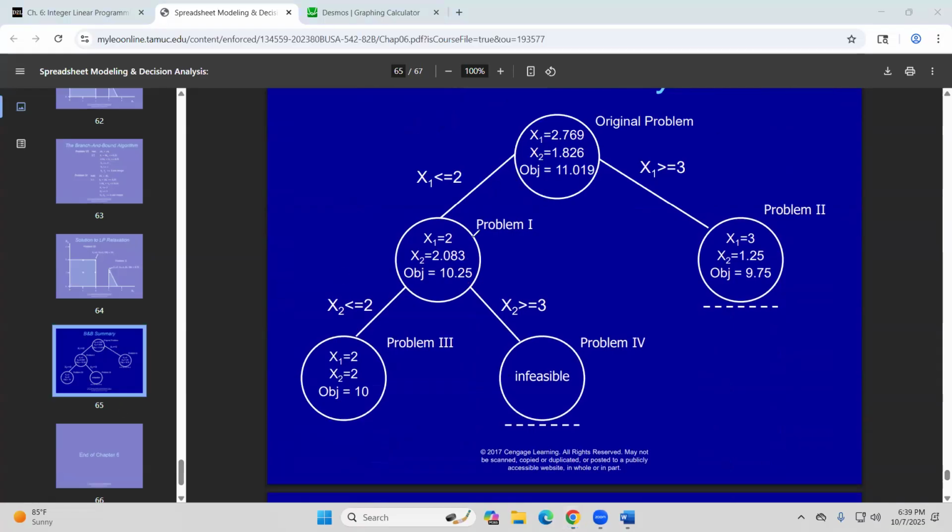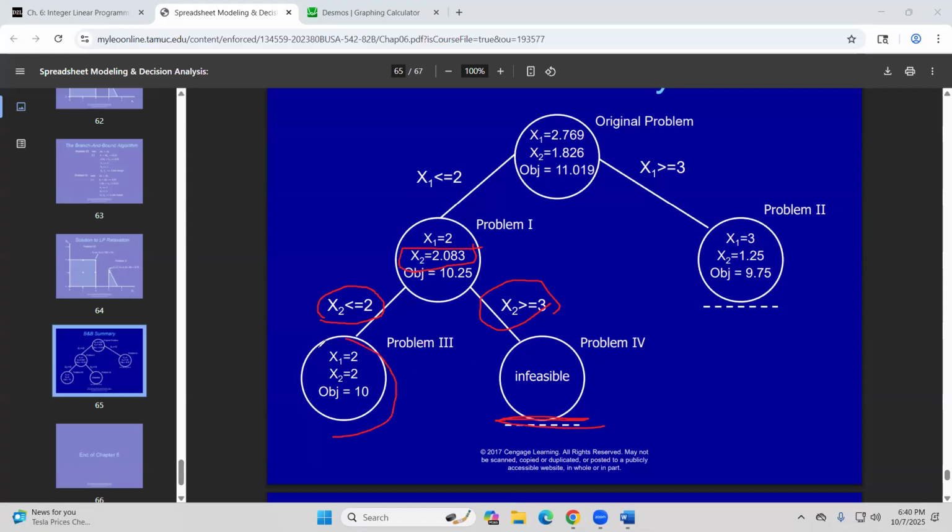So here we have x2 equal to 2.8, right? So I add x2 less than or equal to 2, because this one is between 2 and 3, right? So one time is y less than or equal to 2, one time y greater than 3, right? Okay, so when I do this, this side becomes infeasible. So I cannot go further because it's infeasible.